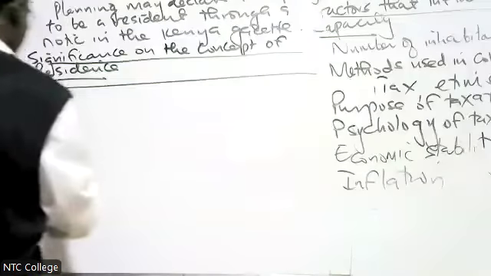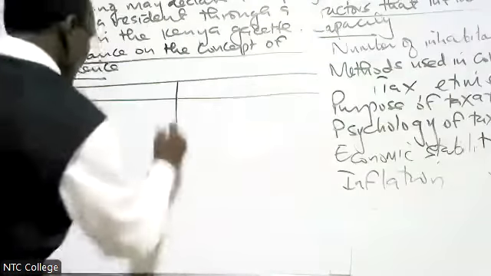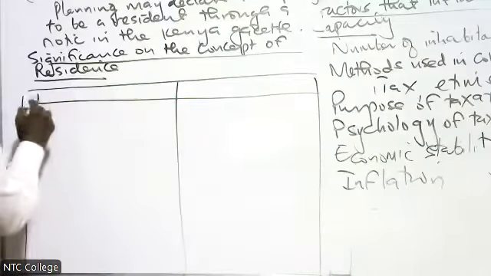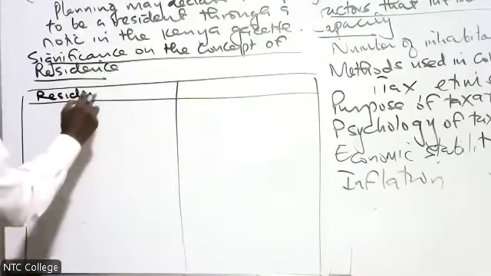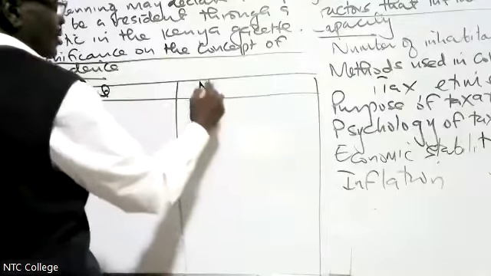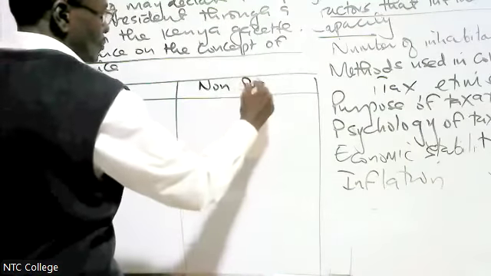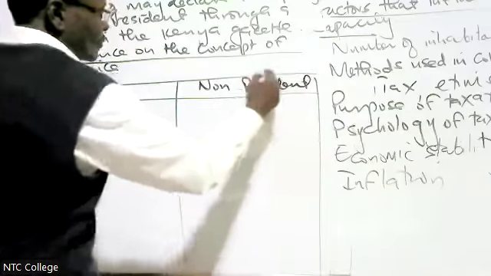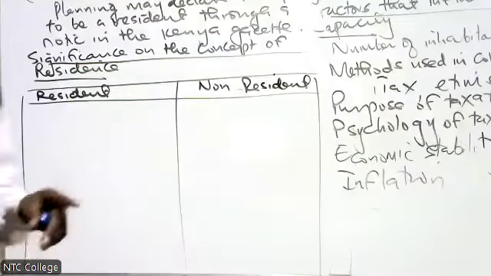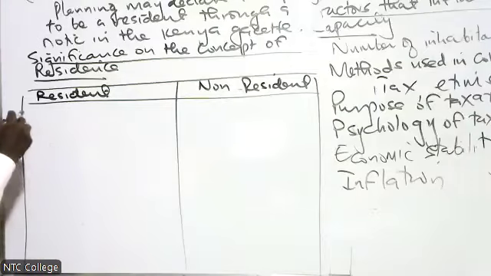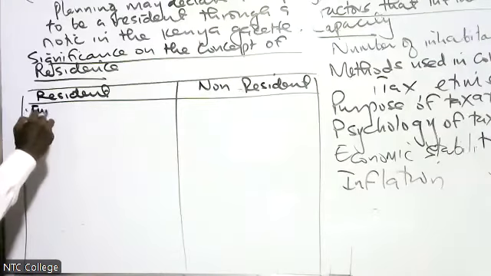So you do this. I'll show you the differences in treatment between a resident and a non-resident. And the first difference I'll give you will relate to an individual. So this will relate to employment income.